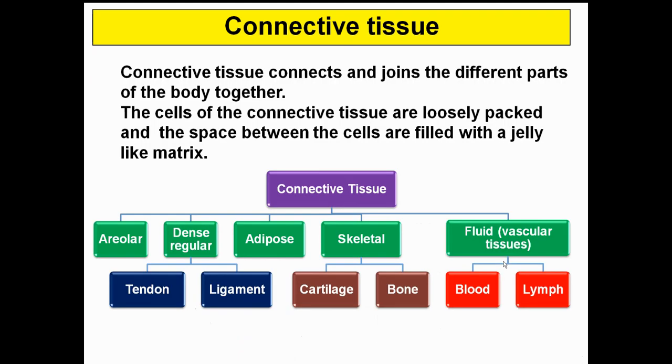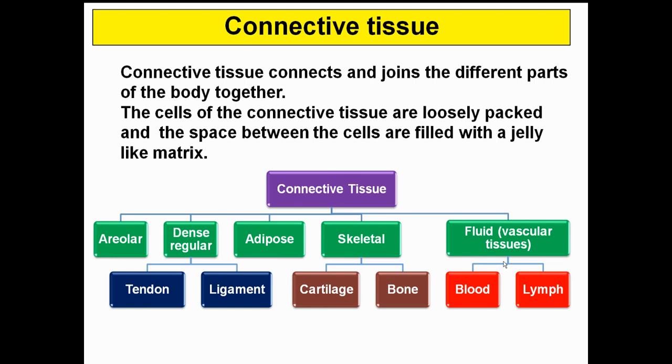So let's do another type of tissue, that is connective tissue. Connective tissue, as the word suggests, connects various tissues along with various body parts. So connective tissue forms a connection in the body. The cells of the connective tissue are loosely packed and have a space between the cells which is filled with a jelly-like matrix. Now, we have various types of connective tissue: areolar, dense regular, adipose, skeletal, fluid.